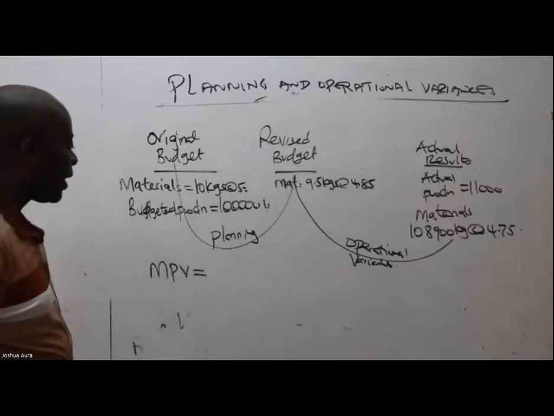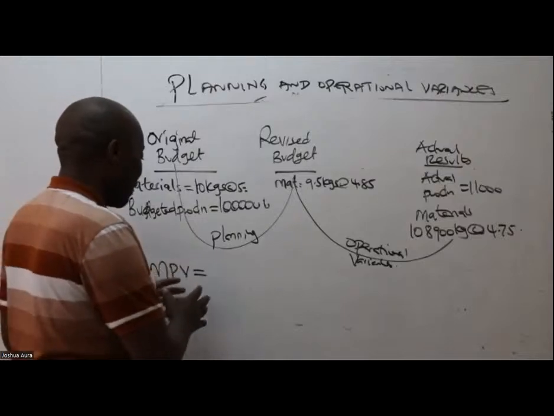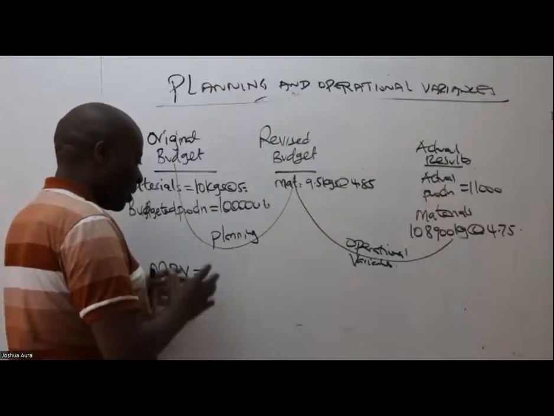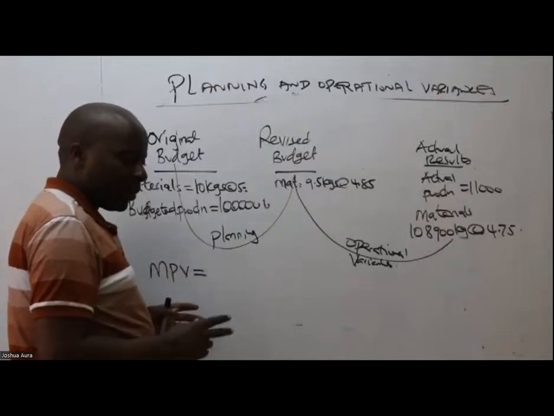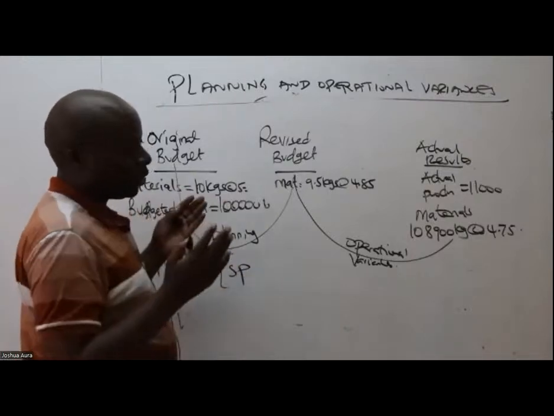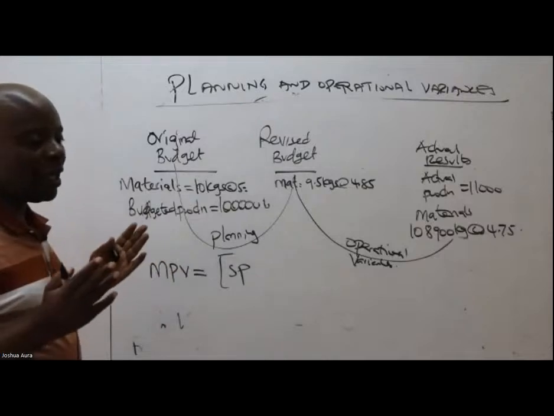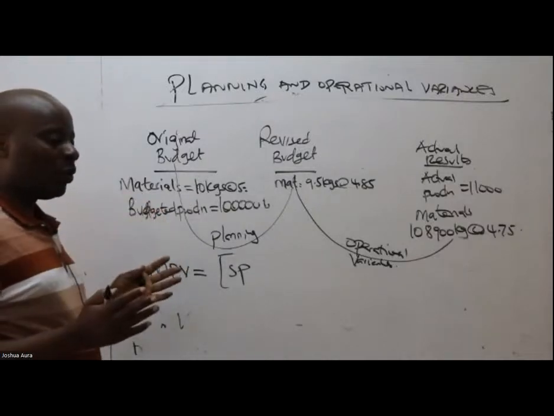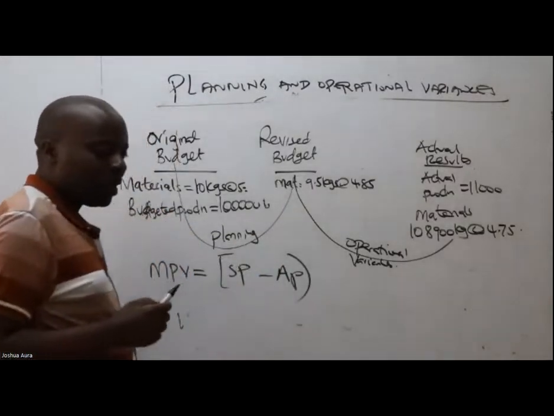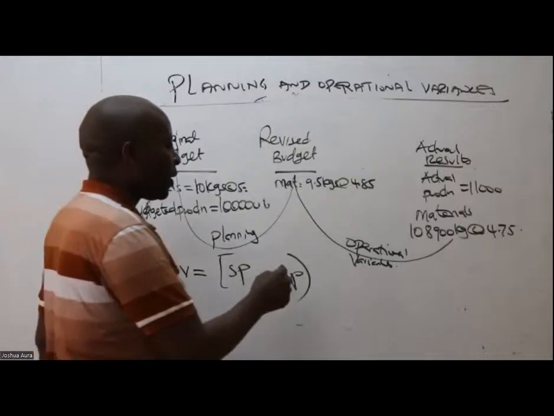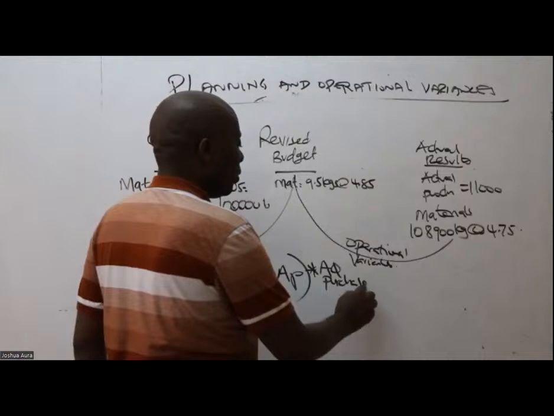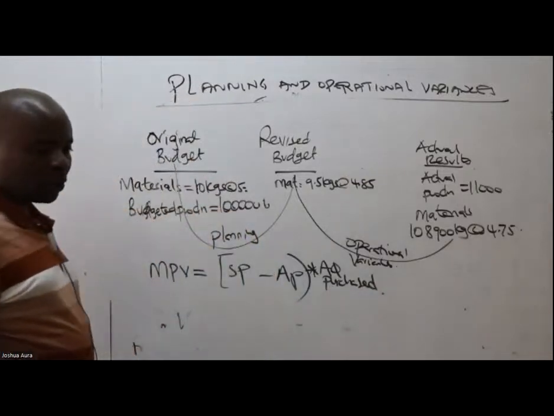So they're telling me that material price variance is the difference between two prices. The two prices here are the standard price, what we thought we would really have bought these materials at, minus the actual price. Variance means you're subtracting. Multiplied outside here with the actual quantity that was purchased.